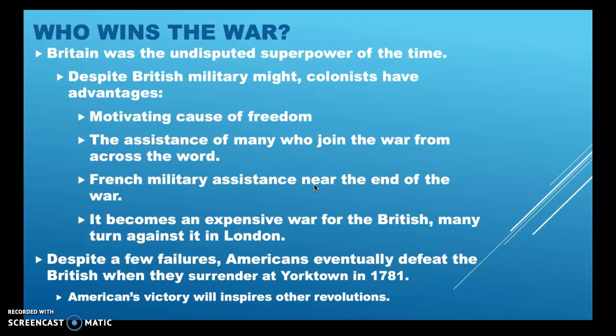And finally, it becomes such an expensive war for the British. Remember, they're already in debt through the French and Indian War. They are fighting amongst themselves about what to do with the colonists. And so many people in London basically tell Parliament and the king, look, this is a war. It's not worth fighting. We're not into it. And so you just start seeing all of these things happen. And even though there will be some failures and some defeats, the Americans eventually, in the Battle of Yorktown in 1781, will defeat the English.